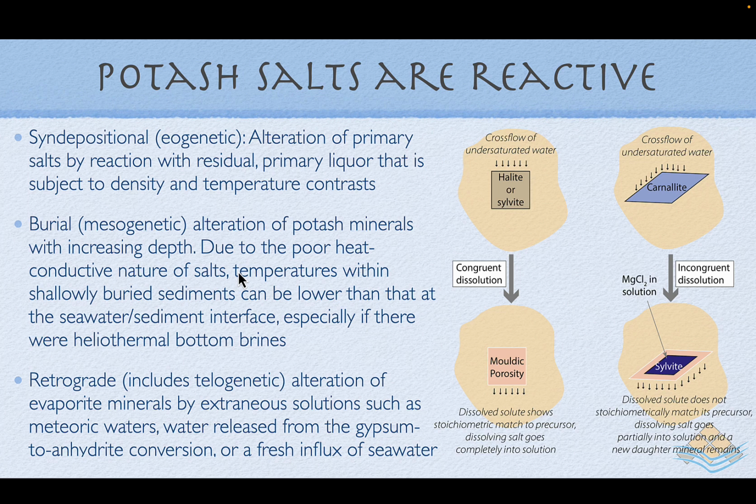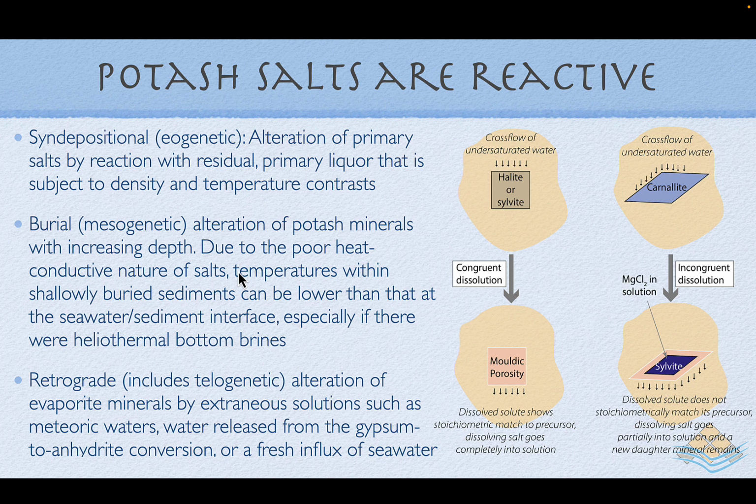So in the burial realm, the mesogenetic realm, we see pervasive alteration of potash minerals. Quite often this is happening in environments where we are seeing relatively tight surrounding evaporite units, but remember also that with a gypsum association, we will see a flush of structural water coming off that gypsum as we dewater it into anhydrite. Now, due to the heat conductive nature of salts, quite often temperatures within our shallow buried sediments, the evaporites, can be much lower than if they were at the seawater interface. Once again, this is the case where we're looking at cooling, especially if there were halothermal bottom waters, we see cooling driving the precipitation of those potash minerals in the eogenetic realm.